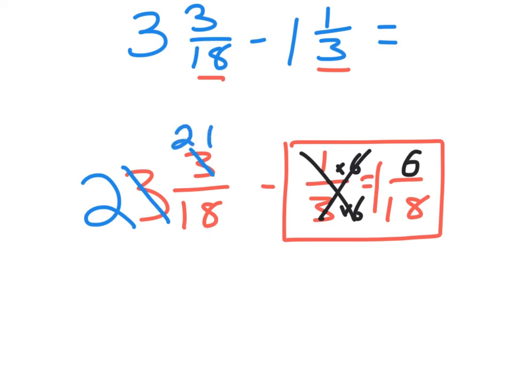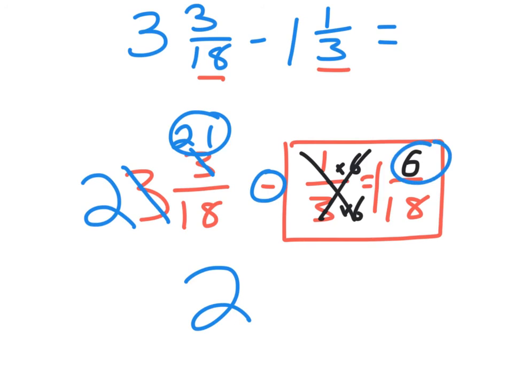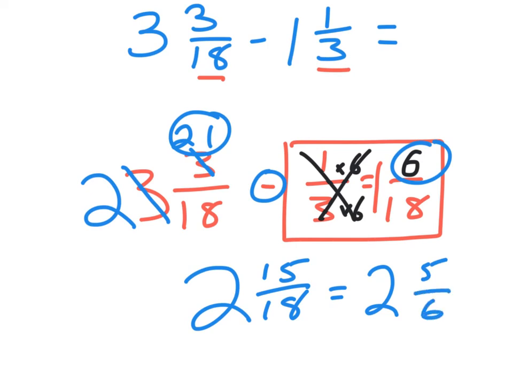I'm going to say 2 minus 1 is 1, and 21 minus 6 is 15. 15/18, and when I reduce that, that becomes 2 5/6.